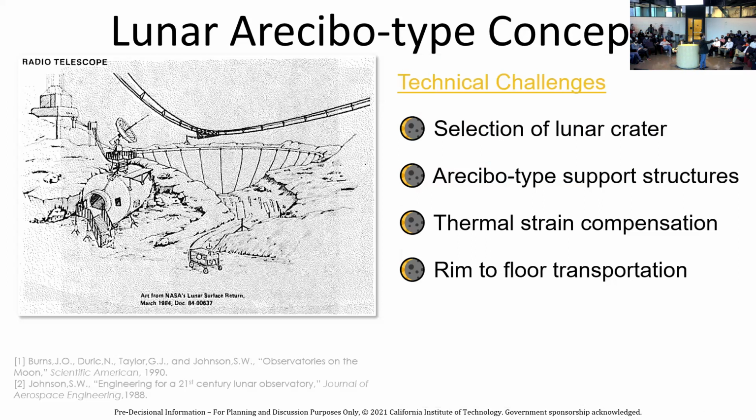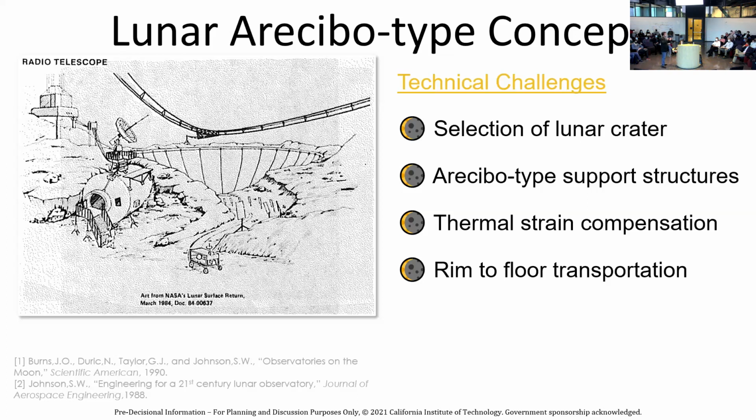I'll try to show you here. There are these tall support structures, and these are hard because Arecibo, this is the support structure that kind of broke. Although Arecibo survived for 50 years in Puerto Rico, which is a high intensity hurricane environment. So it's a pretty good design, but still those are hard to build. Then thermal strain compensation. The Moon goes through temperature cycles of almost 250 degrees centigrade from lunar day to lunar night, so thermal strain compensation is hard in the best of times. And then rim to floor transportation. If we're trying to build something inside a crater, it has to go up and down the crater wall. So hopefully in today's talk, I'll be able to convince you we have good solutions to all these 4 things.